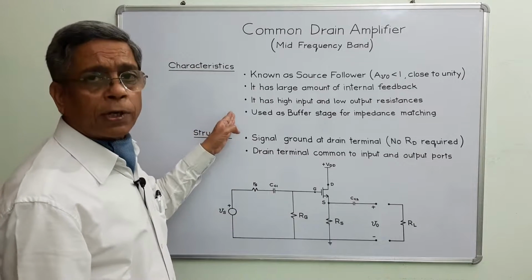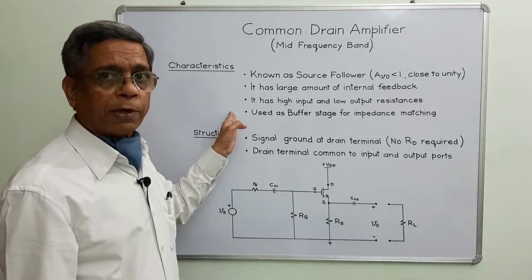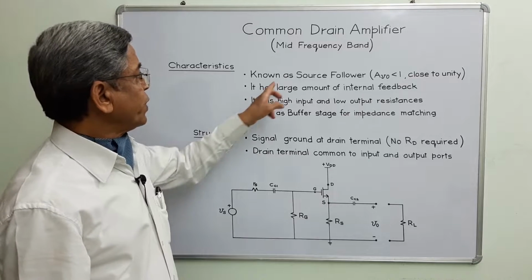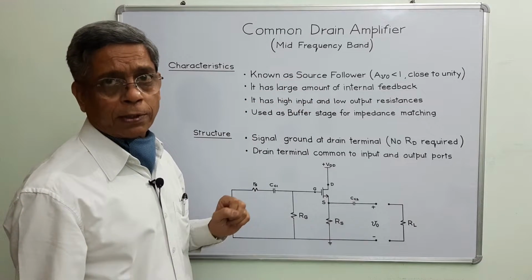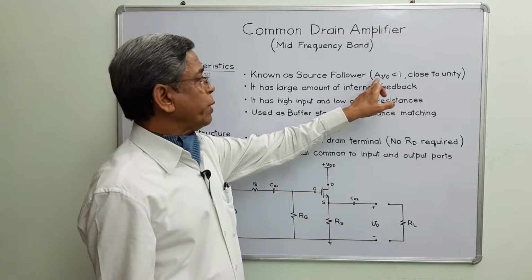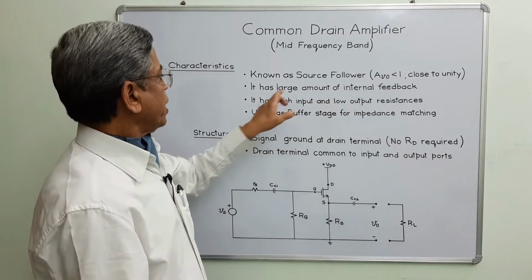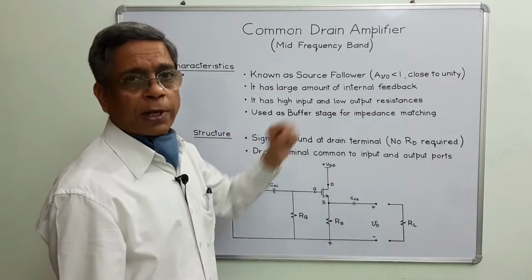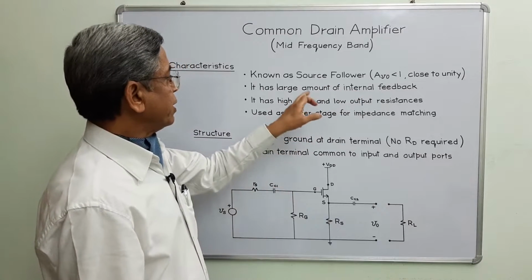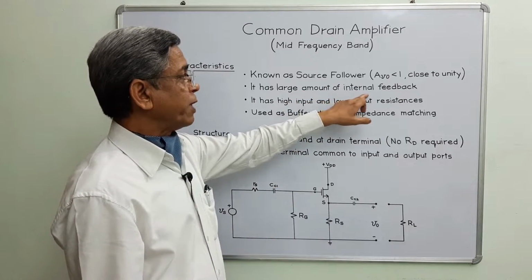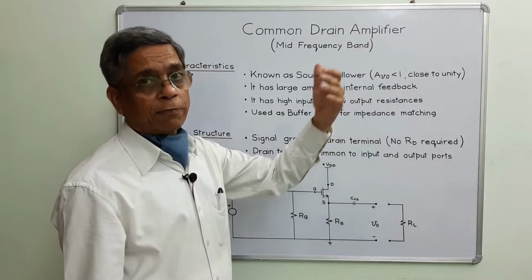These are four important characteristics of common drain amplifier. The very first one is it is basically known as source follower. The reason behind it is its open circuit voltage gain is slightly less than 1. Second point, it has a large amount of internal feedback. Only because of this large amount of internal feedback, this gain is slightly less than 1.